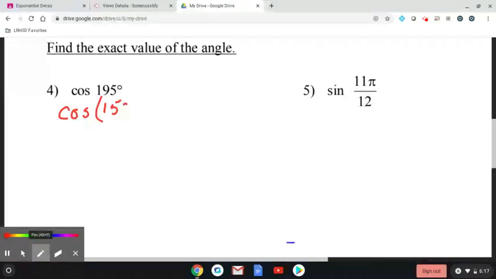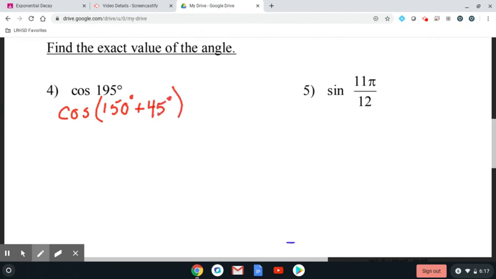So you can split this up into 150 degrees plus 45 degrees because we know 150 plus 45 gives us that 195. And we know that both 150 and 45 are special angles that we know how to work with. All right. So like I said before when we were doing these notes, there are a number of different ways that you guys can do this.